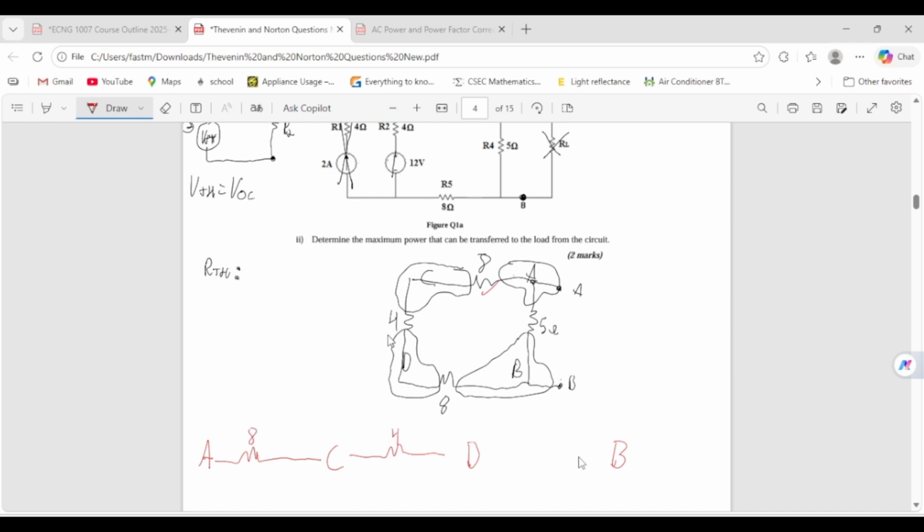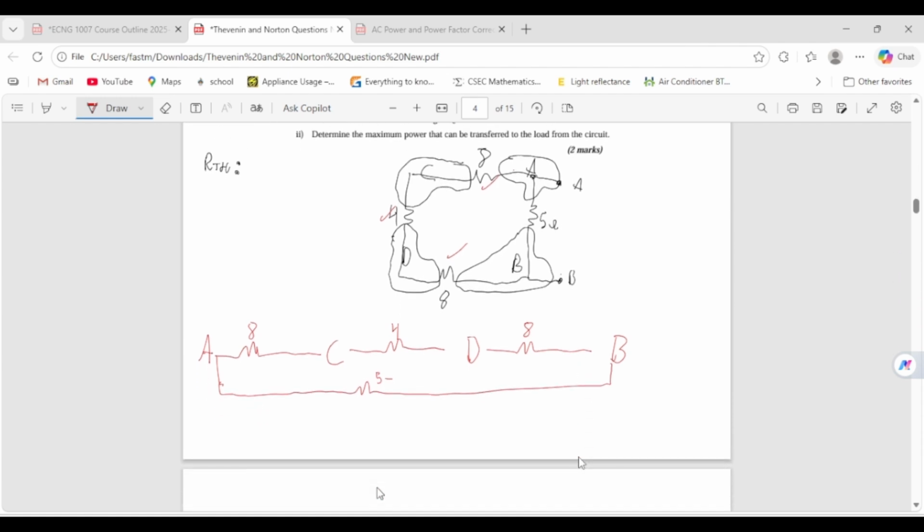8, put a tick by it to know. This 8 ohm between D and B, so right here, and then put a tick by it. And this 5 ohm between A and B, so go at the bottom, A to B, 5. And we just keep going. So obviously now you're seeing what's in series, so you connect the lines. Nice, so this should be way easier to see.